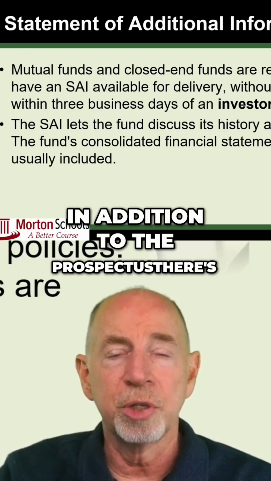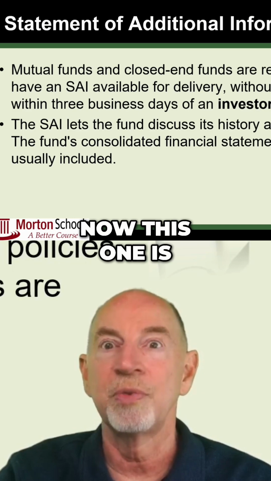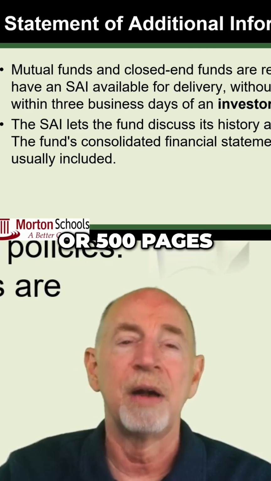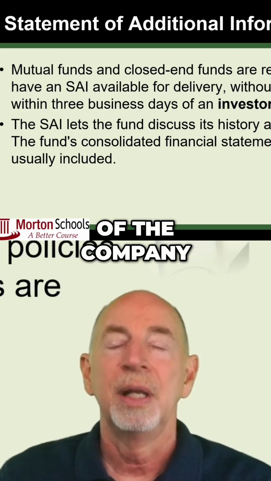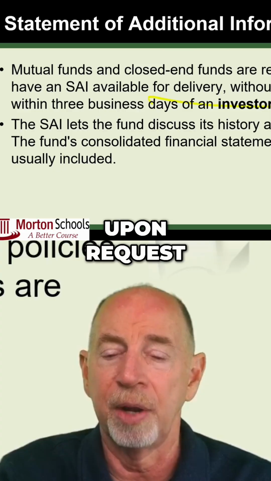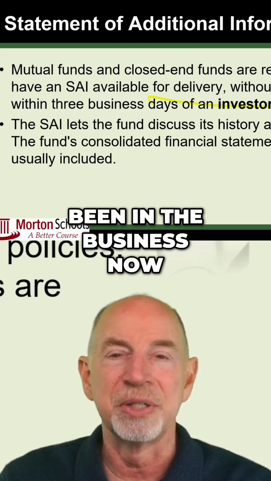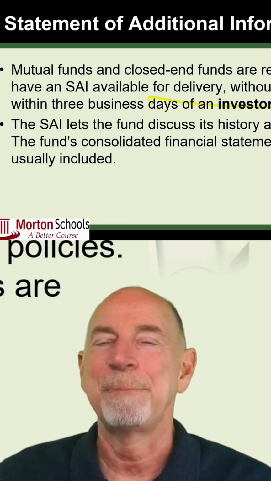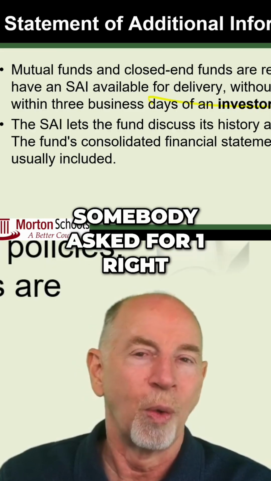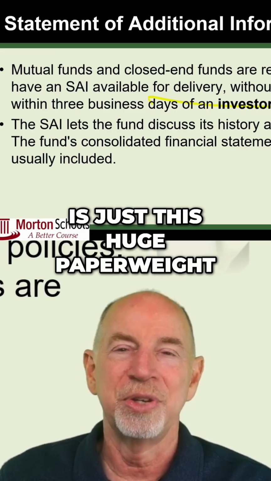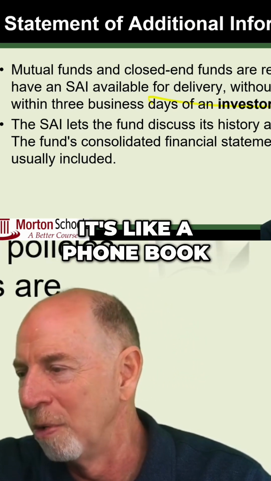Now, in addition to the prospectus, there's this thing called an SAI, a Statement of Additional Information. Now, this one is big. This could be 400 or 500 pages, and it's every little detail about all the financials of the company. Now, this, once again, has to be available upon request. In the almost 30 years I've been in the business now, nobody's ever requested an SAI. But we used to keep one around the office in case, God forbid, somebody asked for one, right? And all it was is just this huge paperweight. It was just this huge thing, like a phone book, right?